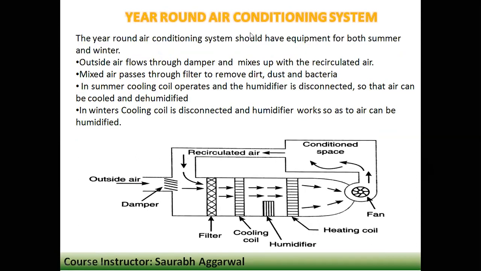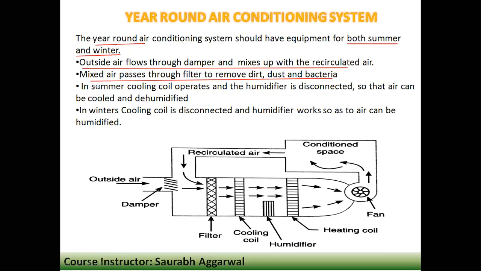Now we have the year-round air conditioning system. As there is a term year-round, that means we require a system which has the capability for both summer as well as winter. It has the capacity to handle loads of both summer as well as winter. Over here, outside air flows through a damper and mixes with the recirculating air. It's the same process. Then the mixed air is passed through the filter to remove dirt, dust, and bacteria. It is done in all the systems.